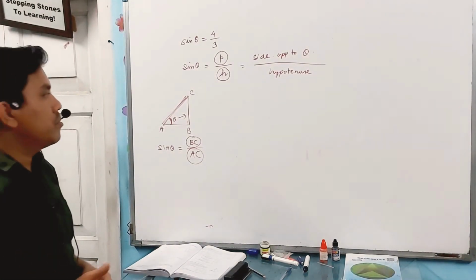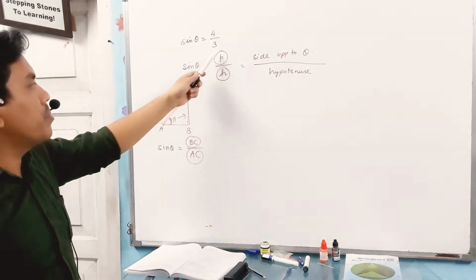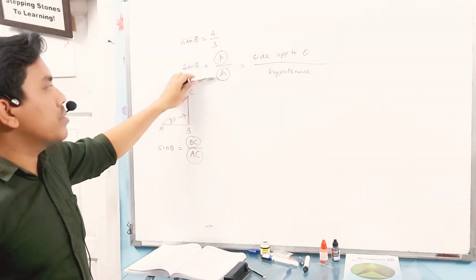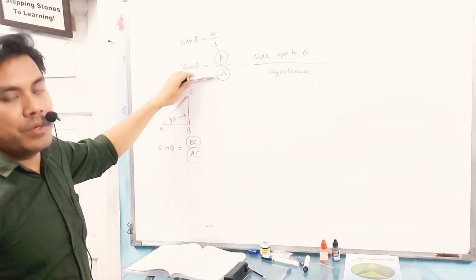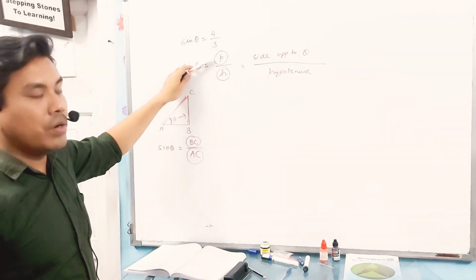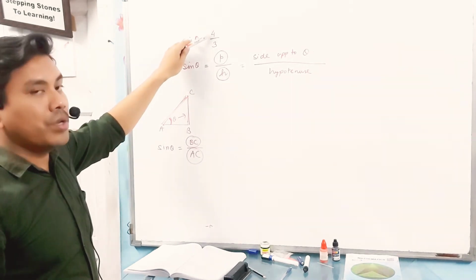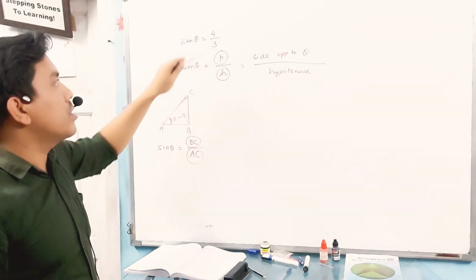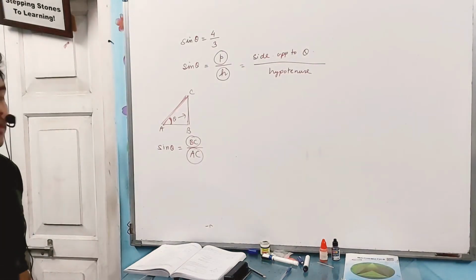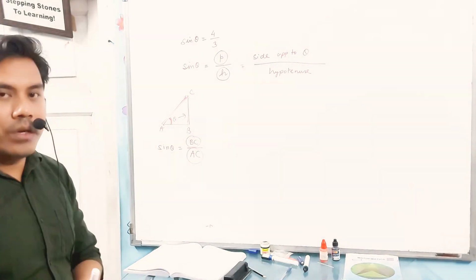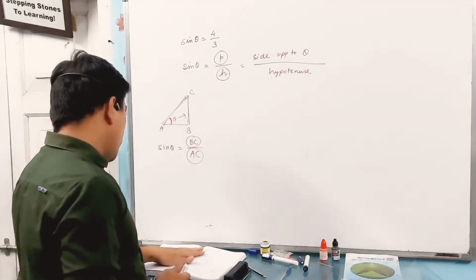Is it clear? Because we know sin theta is equal to perpendicular by hypotenuse, and in a right angle triangle the hypotenuse must be longer than the perpendicular. So in the ratio also the denominator must be greater than the numerator. But here the numerator is greater than the denominator. So the statement is false. It's very simple.